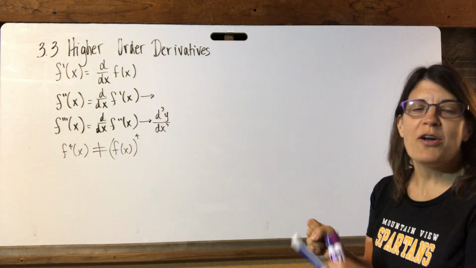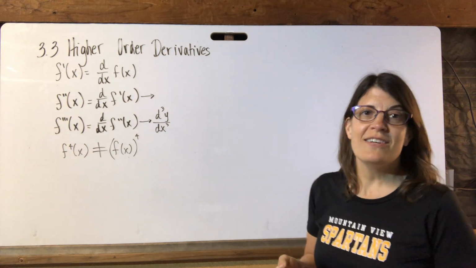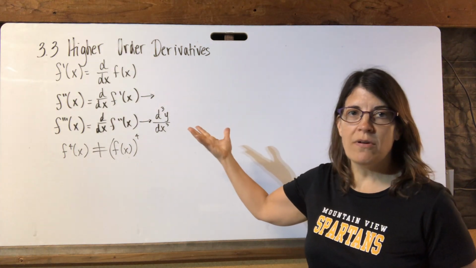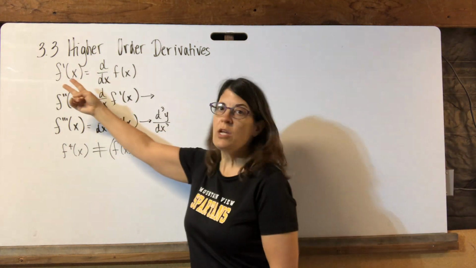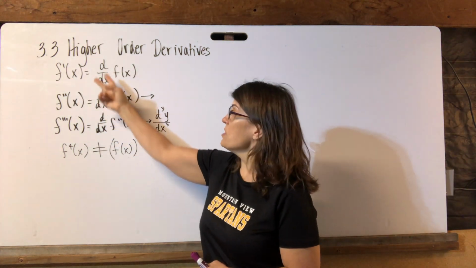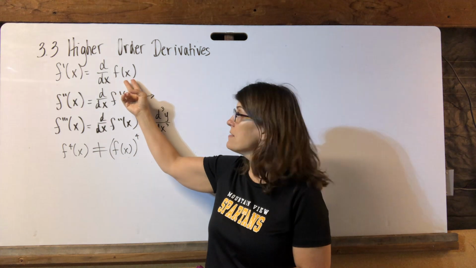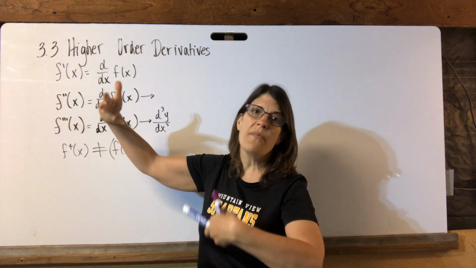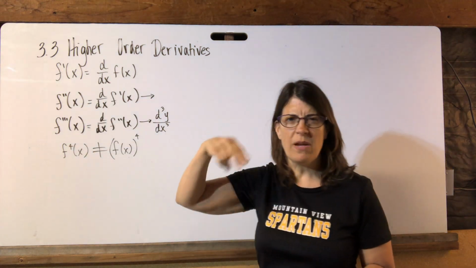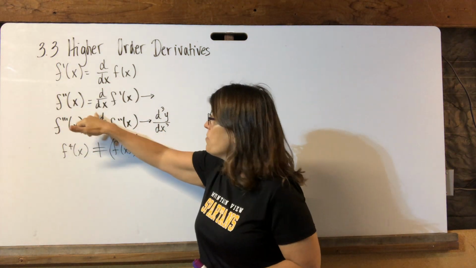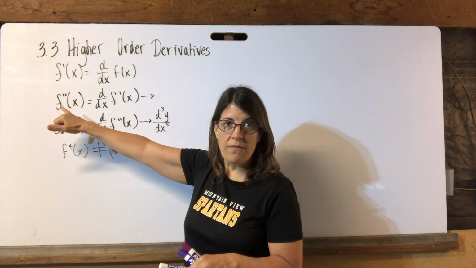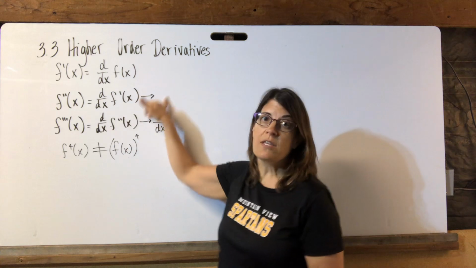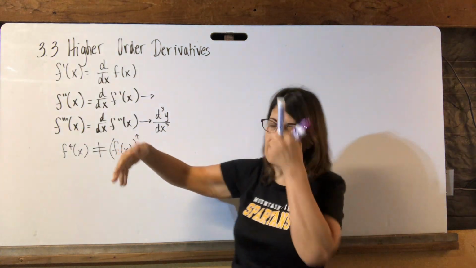The last part of section 3.3 is higher order derivatives. So I pre-wrote some things out, obviously. We already know how to do f prime of x, which is the derivative of f of x. But now we have f double prime and f triple prime and f to the fourth prime, and I'll explain why it's called to the fourth. So the second derivative is the derivative of the first derivative, and the first derivative is the derivative of the original function, and so on and so forth.